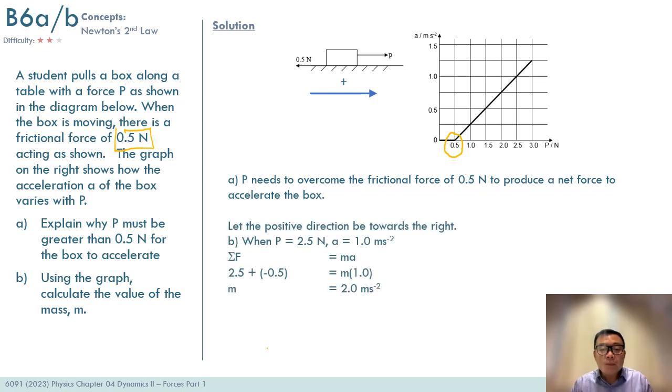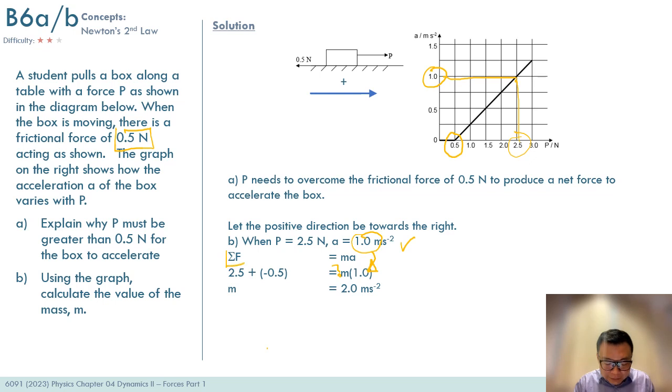With that, I'll just choose a random point on the graph. The point that I've chosen is 2.5 newtons over here. When the forward pulling force is 2.5 newtons, I realize that the acceleration is 1 meter per second squared. So I've written it down here. I have plugged this 1 meter per second squared into the acceleration value. Mass is my unknown that I want to find.